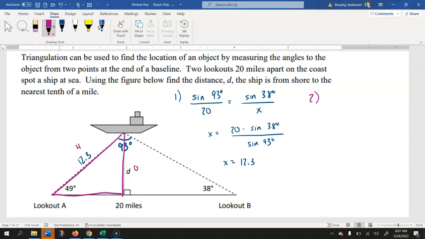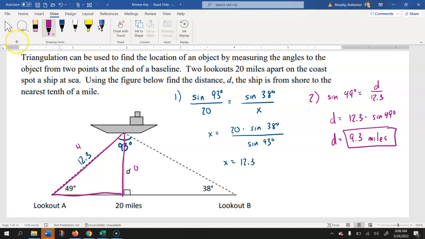This is the hypotenuse. So I'm going to say the sine of 49 degrees equals the opposite side D over 12.3. To find D, I would multiply both sides by 12.3. When you do that, you get your distance is 9.3. In this case, it would be miles. So that's how you would do number 30.